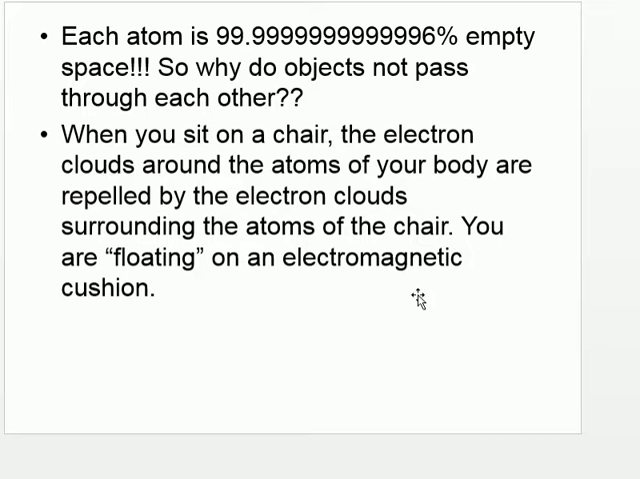So why don't objects just pass through each other? You're levitating, actually. It's kind of weird, but when I do this, I'm not actually touching my hands together. The electron clouds, when they get close to each other, repel each other. It's this electromagnetic repulsion, and so the atoms just can't get any closer together. But it's weird. You're almost entirely empty space.